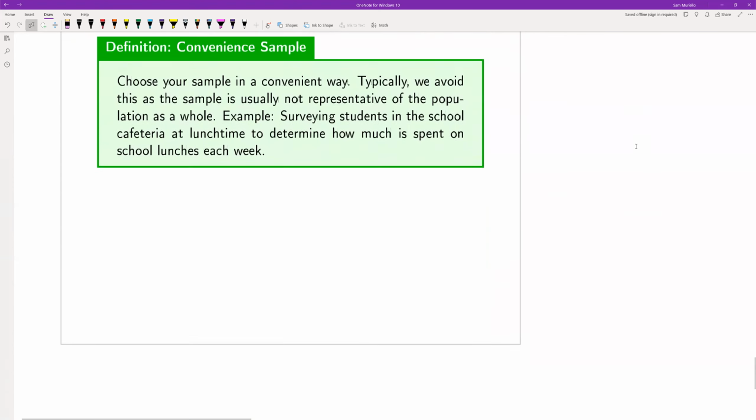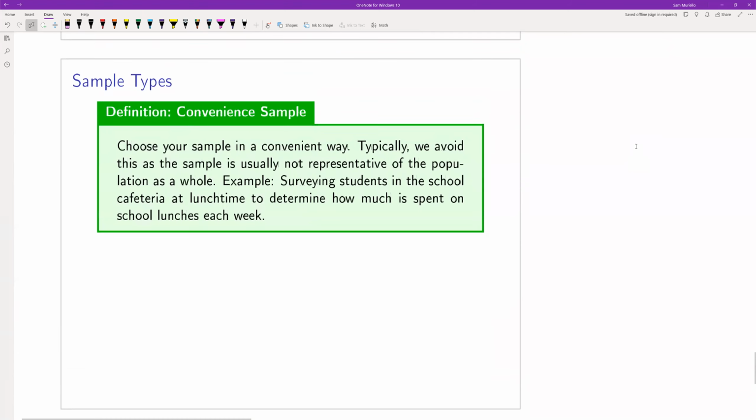The final type of sample is convenience sample, and we're going to put a big no-no on this slide. You do not want a convenience sample. This is the lazy man sample. When you're taking a convenience sample, you're just doing whatever's easy to gather your data. The example here is a good point. Suppose that I'm trying to survey students who are in the school cafeteria at lunchtime when I'm trying to determine how much the students spend on school lunches every week.